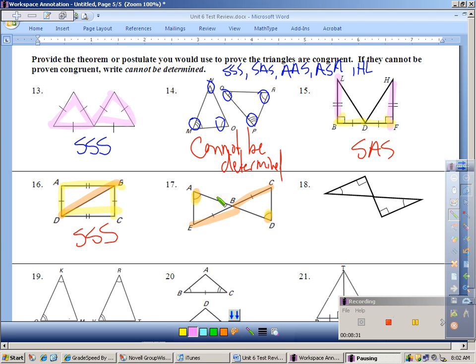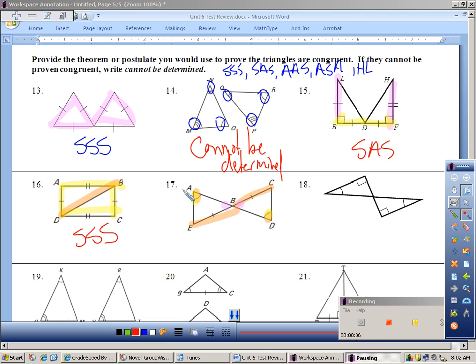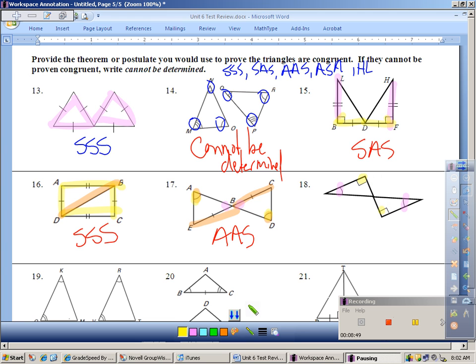Then remember, whenever you have 2 lines intersecting, I created vertical angles. So if you look at the arrangement here, I have angle, angle, side. So these 2 triangles are congruent. This one I have an angle to this angle, the 90 to the 90, and then the 2 lines intersect and create vertical angles. So I have 3 angles that are congruent to 3 angles of another. So this one again is AAA, which is not one of the 5, so it cannot be determined.